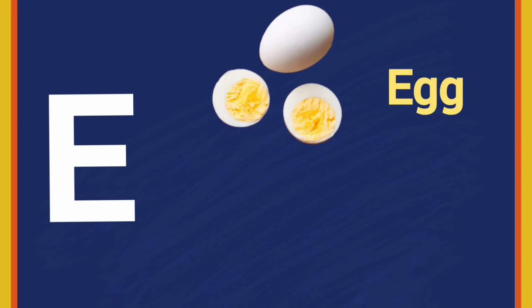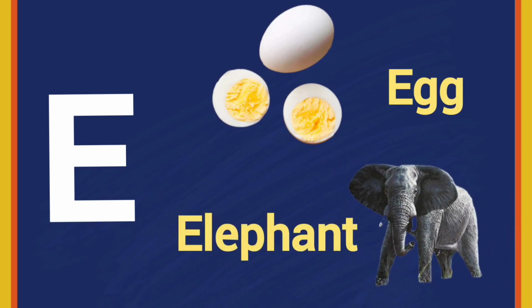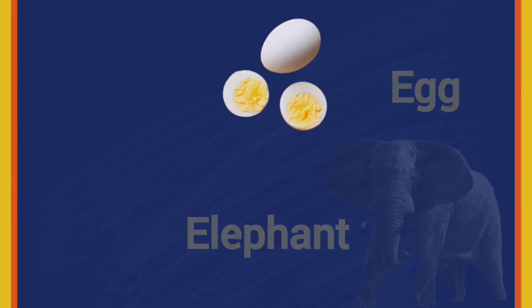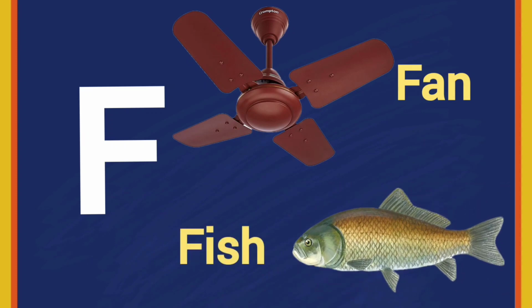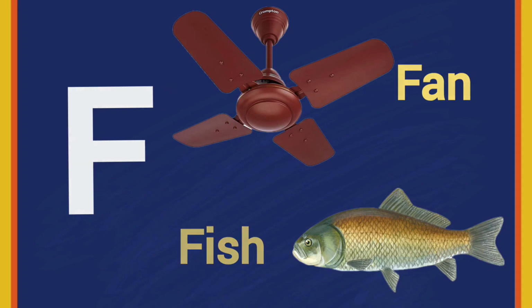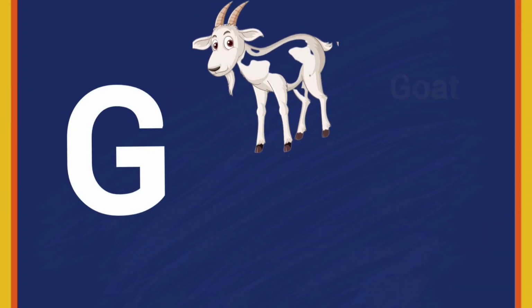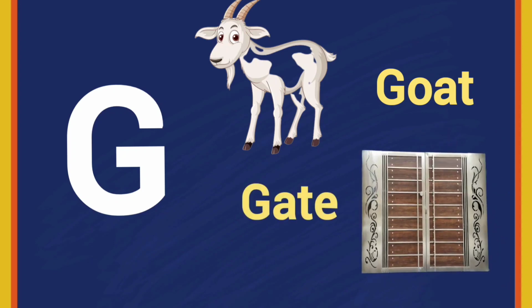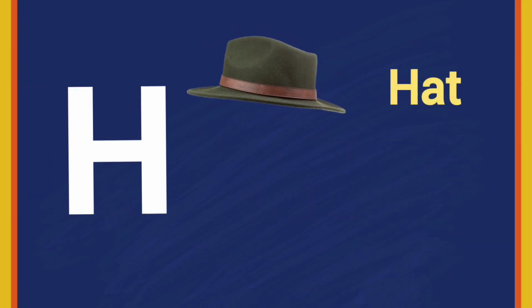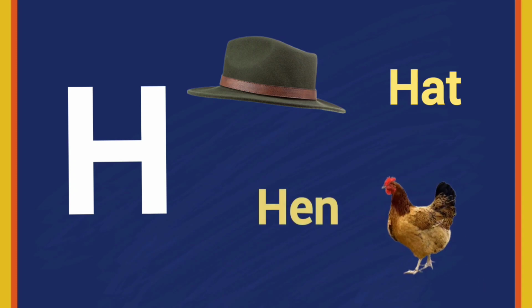E. E for egg. E for elephant. F. F for fan. F for fish. G. G for goat. G for gate. H. H for hat. H for hen.